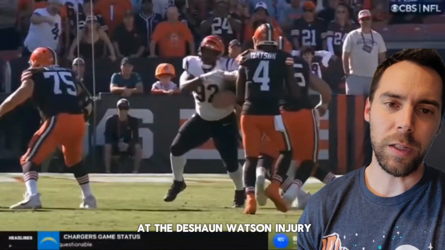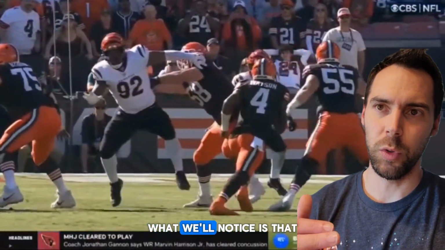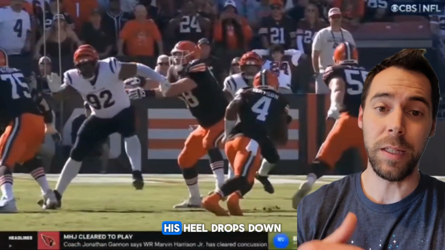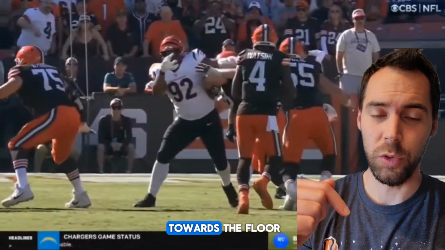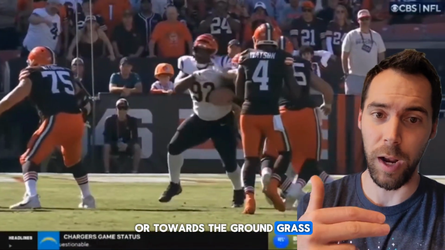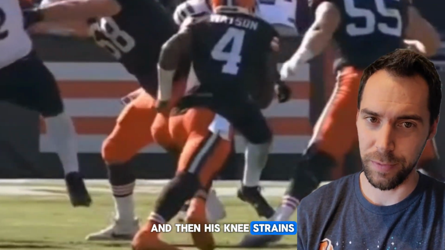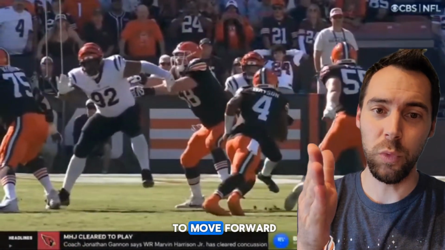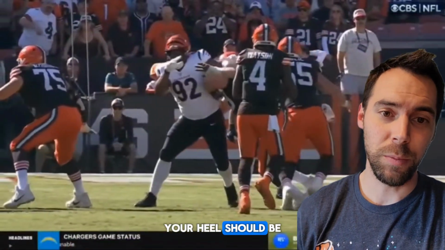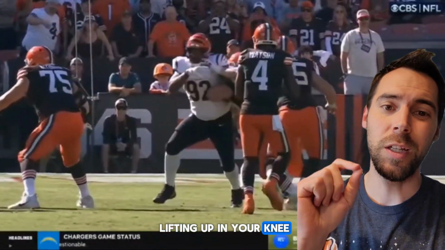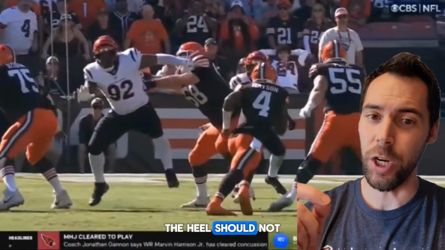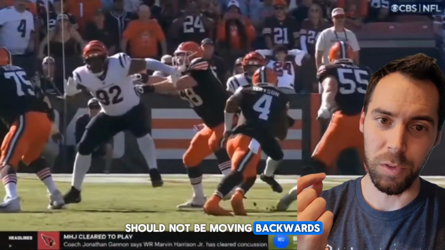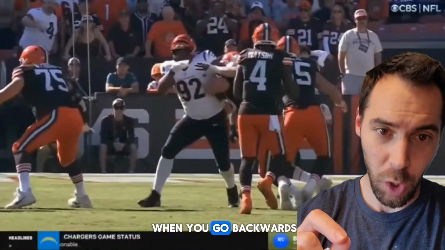So if we look at the Deshaun Watson injury, what we'll notice is that as he takes a step backwards to try to move forward, his heel drops down towards the floor or towards the ground, grass, and then his knee straightens. This is the mechanism of injury. If you are trying to move forward, your heel should be lifting up and your knee should be moving forward. The heel should not be moving down, and the knee should not be moving backwards. That is what happens when you go backwards.